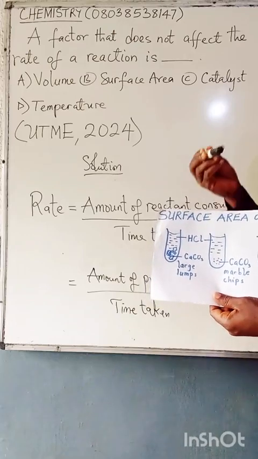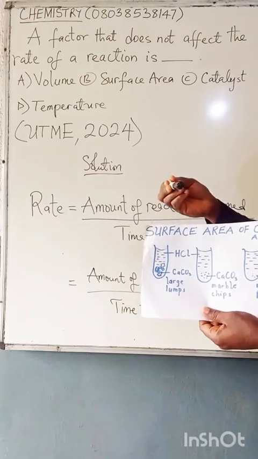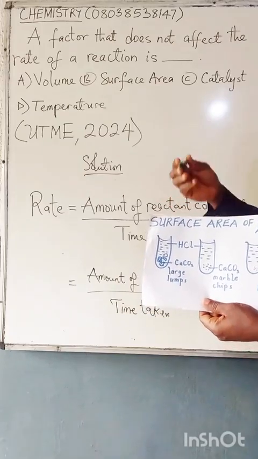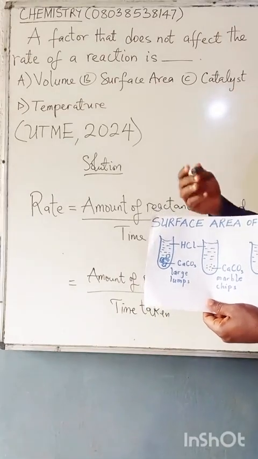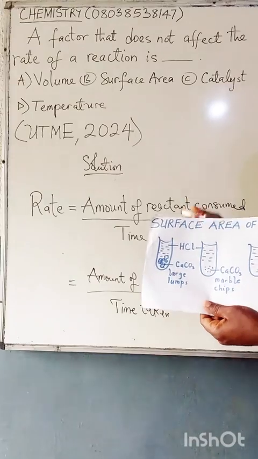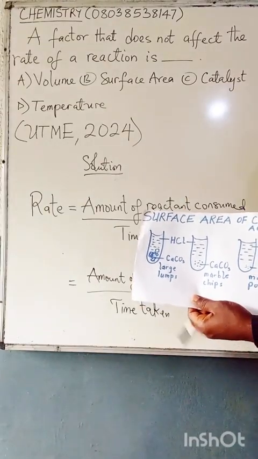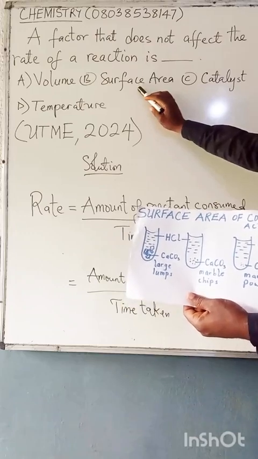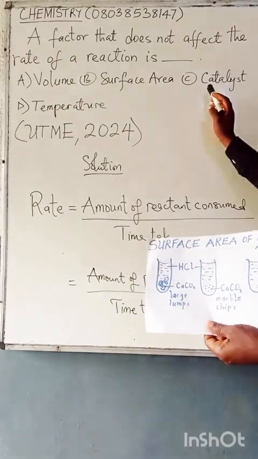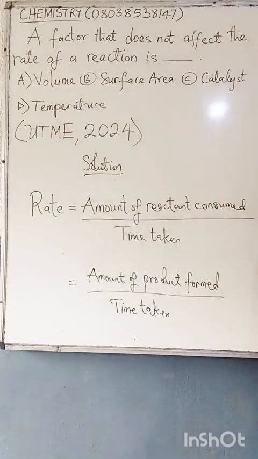That means the smaller the particle size, the larger the surface area. The bigger the particle size, the smaller the surface area. Therefore, surface area is a factor which affects the rate of chemical reactions. Let's look at catalyst. What is a catalyst?